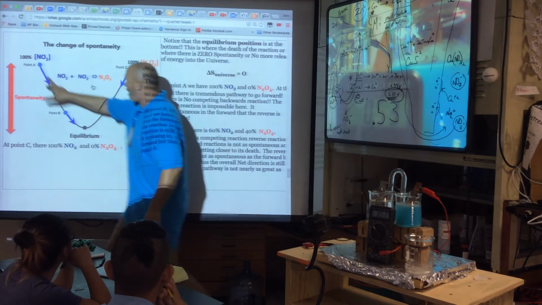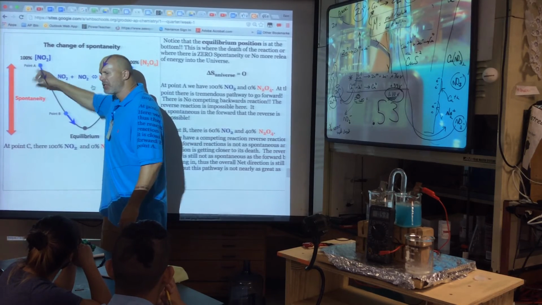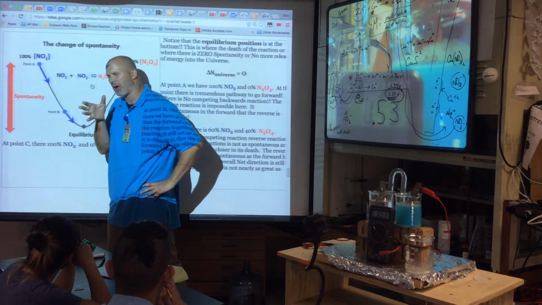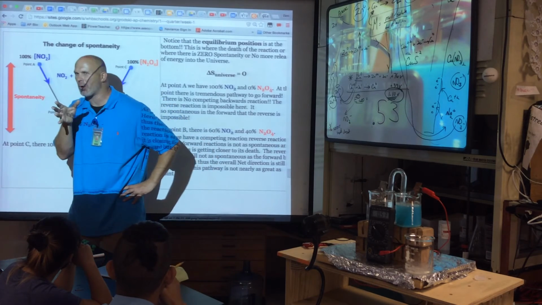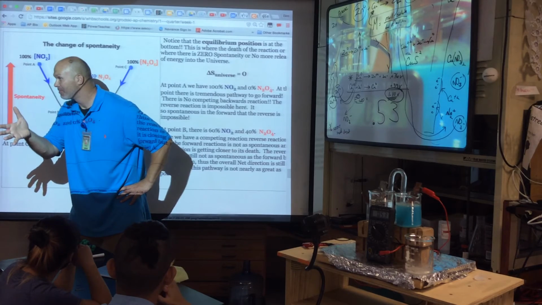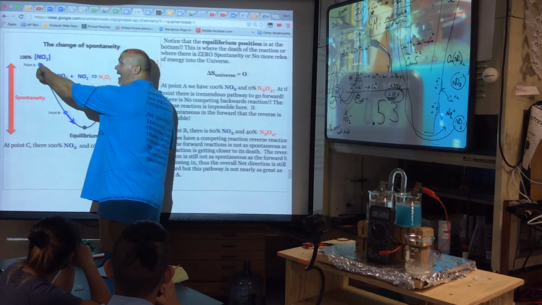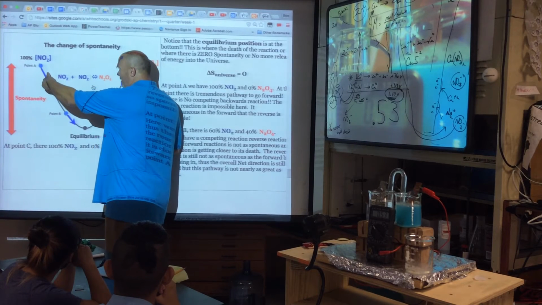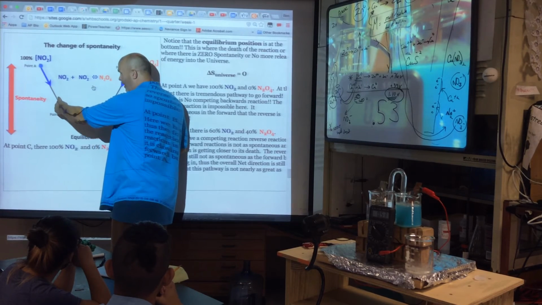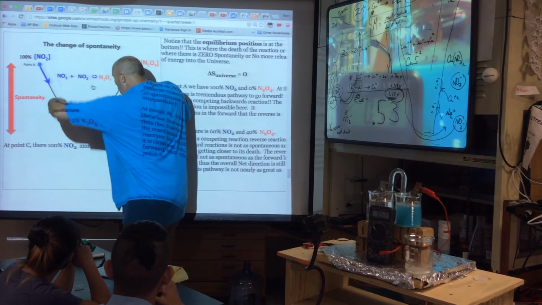Now, if I have 100% NO2, and reactions have pathways, right? But they have pathways toward their death. They move toward what? Right! You have a lot of energy to disperse, and as you move forward in the reaction, you eventually get to equilibrium, and nothing happens. We all move to this position.